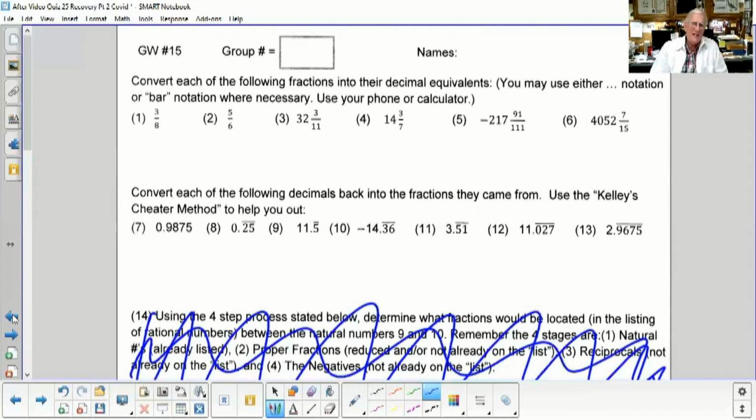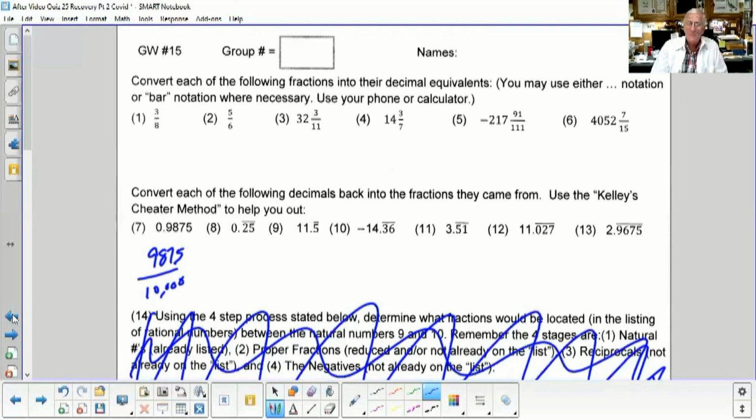0.9875, if you want to convert that to the fraction it came from, there's no bar on it, right? Therefore, what do you have to do? All you have to do is put it over its place value. And of course, its place value is 10,000, okay? And you reduce that, you'll have the answer to that. But you don't even have to reduce it. That is the correct answer.